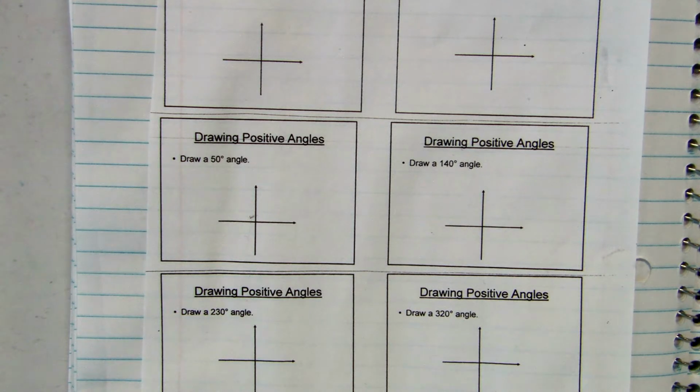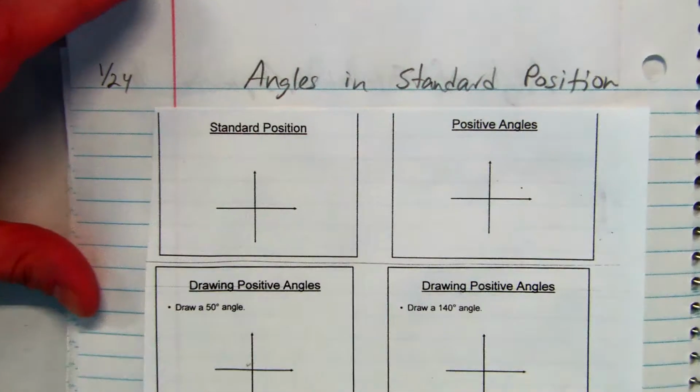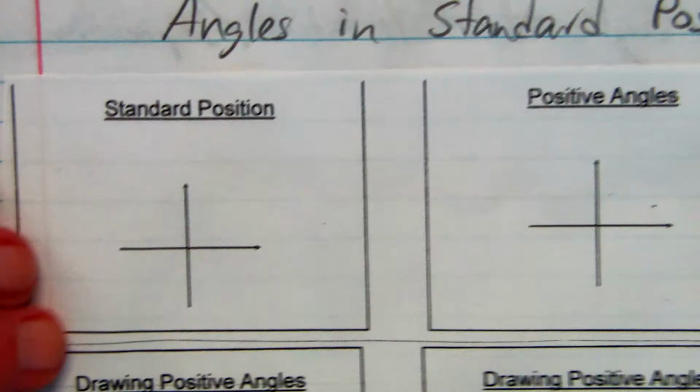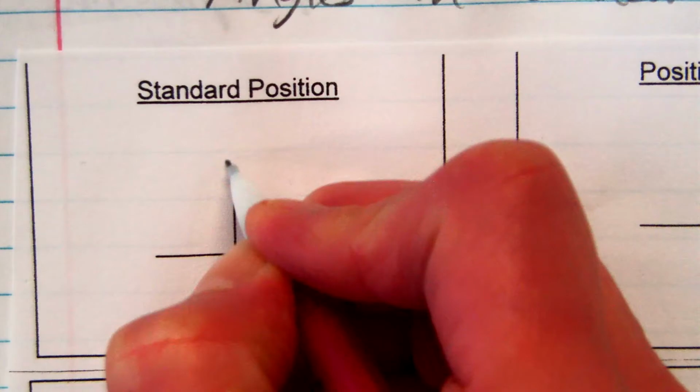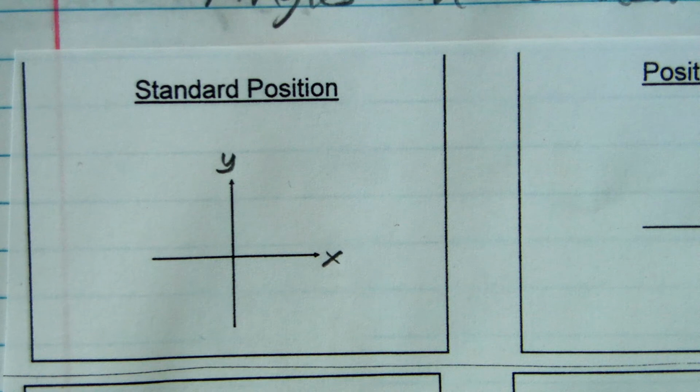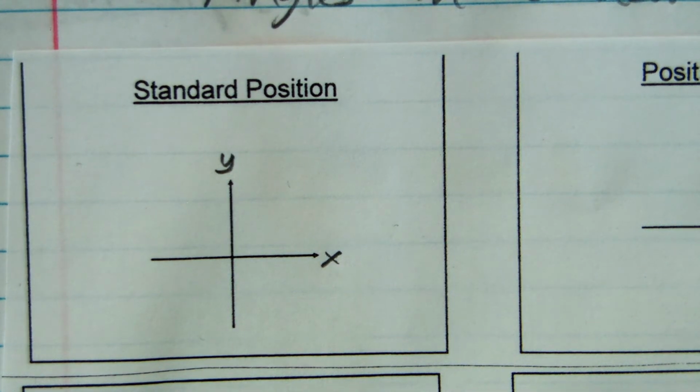Okay, so we're going to talk about standard position of angles. We've got a really crude graph here. There's an x-axis and the y-axis, so we can just mark that really quick. When you're in standard position, there's two things that have to happen. Your vertex is at the origin, and your initial side is on the positive x-axis.